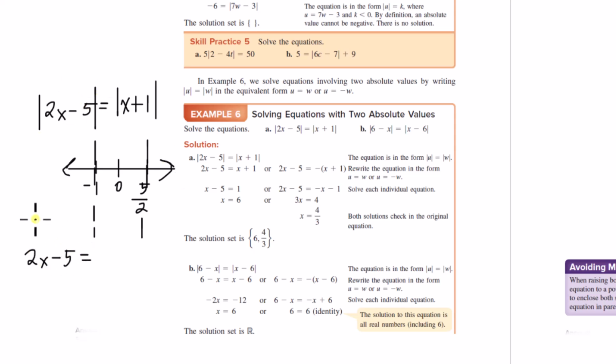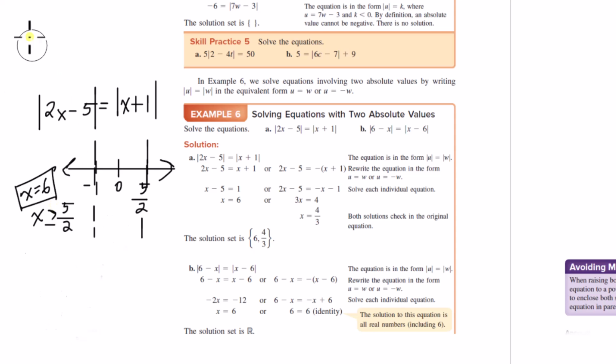So here we're doing x is greater than or equal to 5 halves. And then this is always going to be positive. So, okay, let's subtract x from both sides. Now let's add 5 to both sides. Okay, is 6 greater than or equal to 5 halves? Yes, it is. So 6 is a solution.